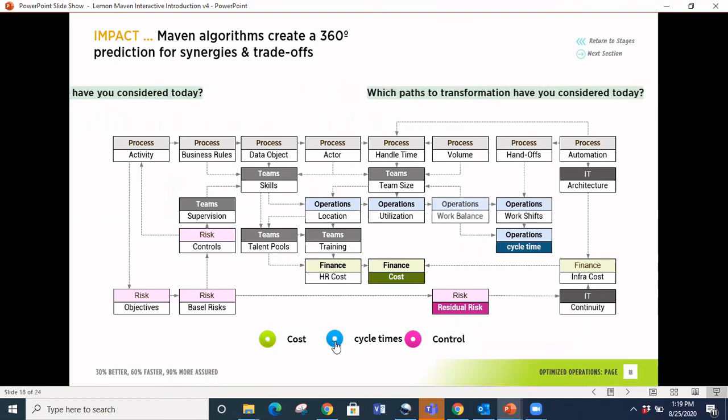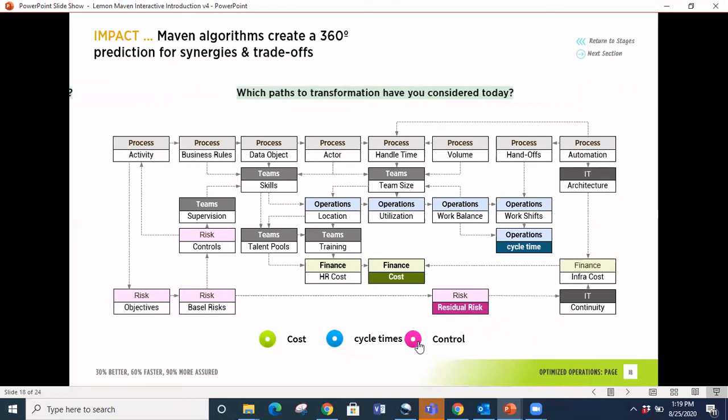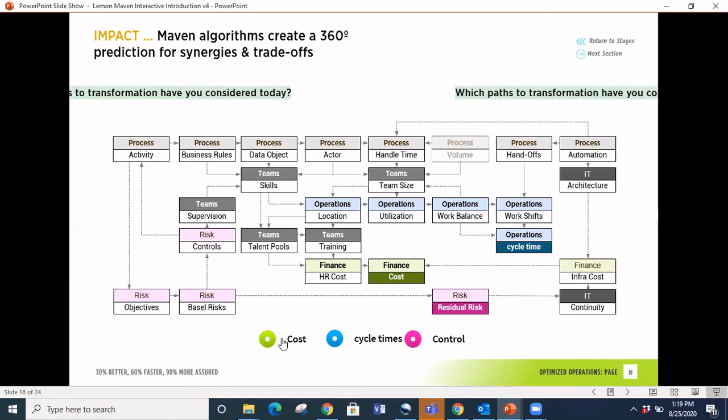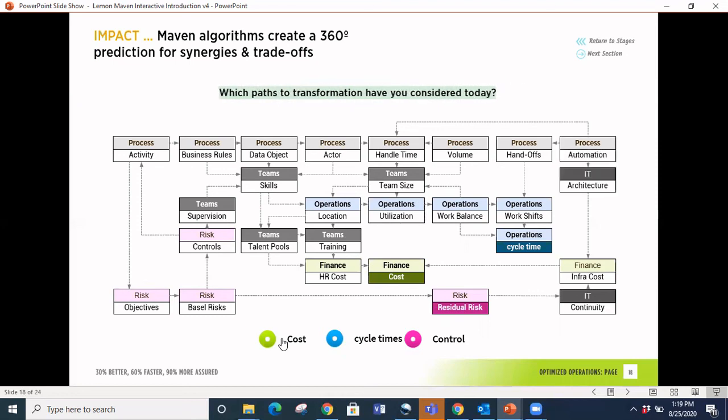If they are changing cycle time, they can see what all attributes in their operating model are getting impacted by the change. If they are changing something in controls, they can see what all other attributes are getting impacted by a change in control. If they are solving for cost, they can see what all other factors are related to cost which are getting impacted because of solving for cost.